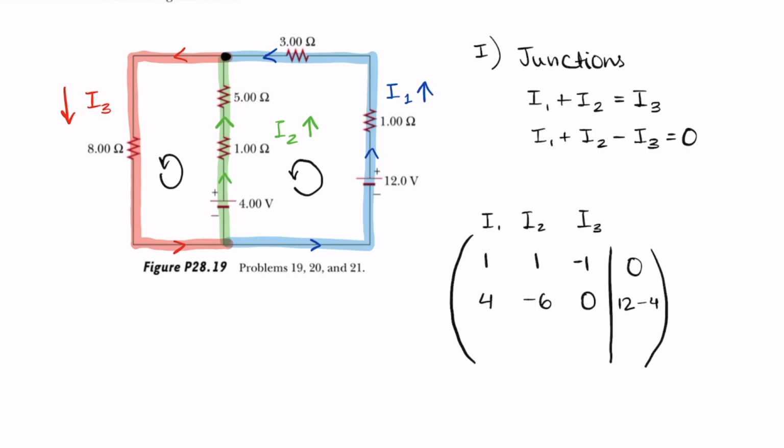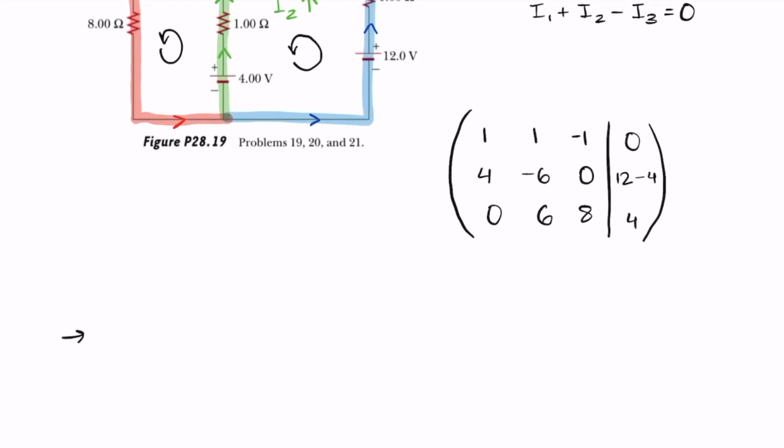Now we'll move on to this loop. Here we have one battery, which is the 4 volts, and it's going in the same direction as the loop this time. So on the right side, we can write a positive 4. Now, resistors on the left, as we already saw, we have 6 ohms here, but this time they're in the same direction, so we'll write a positive 6. Then for wire 3, we only have one resistor, which is 8, which is going in the same direction, so we'll write a positive 8 under I3. And I already put a 0 for wire 1 because there is no wire 1 in this scenario.